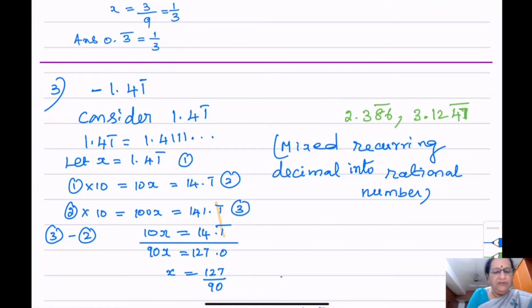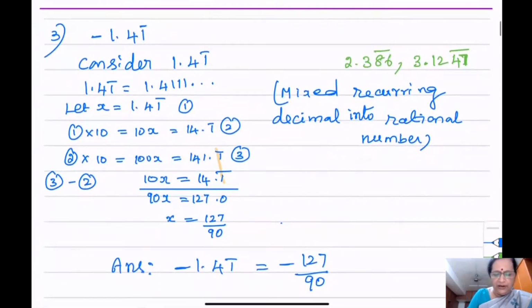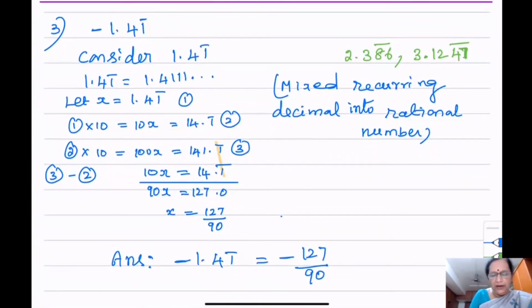So now I have given it as a negative. Don't bother if it is negative. You consider first the positive of it, then whatever rational number you get, you have to write the negative of it. So negative 1.41 bar will be the negative of this number.